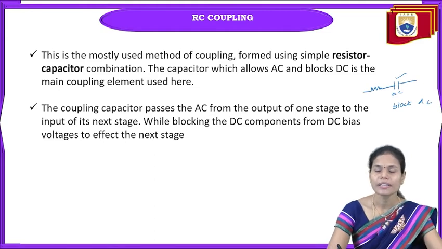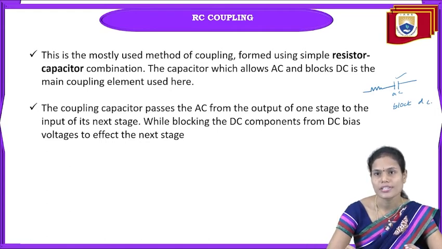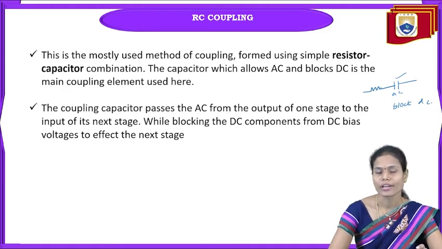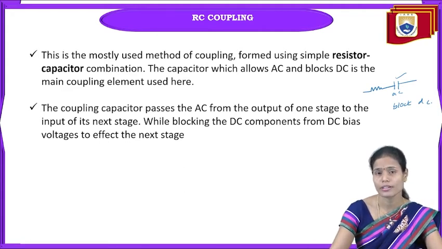The coupling capacitor present in the input stage, as well as across the output of the next stage, passes the AC from the output of one stage to the input of the next stage. It also blocks the DC components of the DC biasing voltages so they do not affect the next stage. That is, it passes the AC signal, blocks the DC components, and provides the proper biasing for the multi-stage amplifier. Because of that reason, we prefer RC coupling more compared to direct coupling.